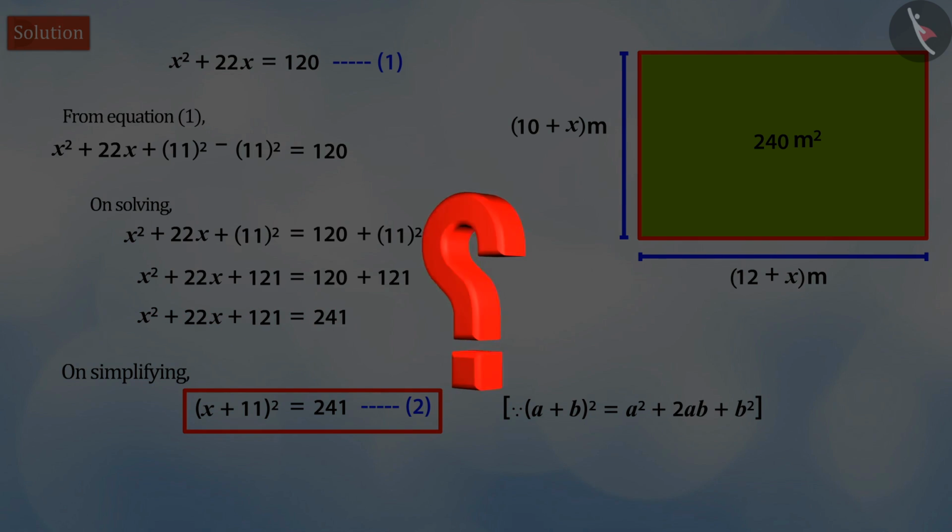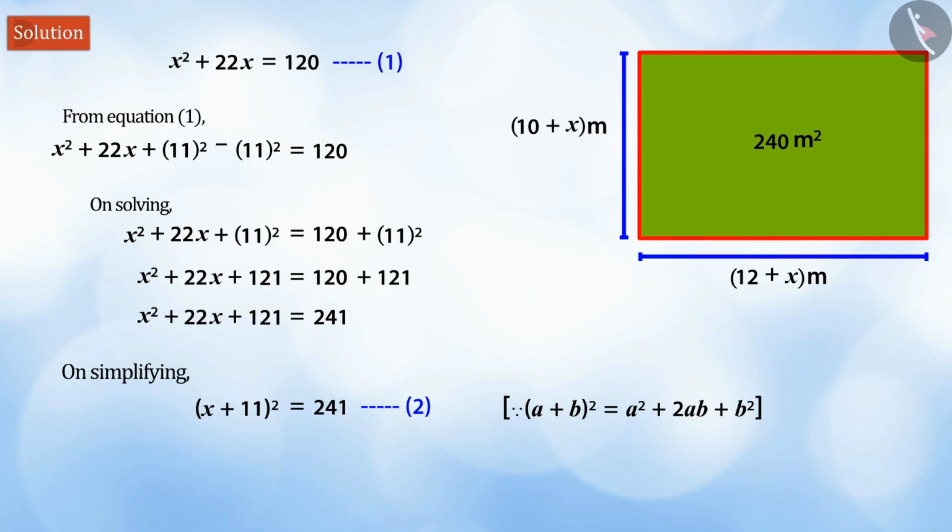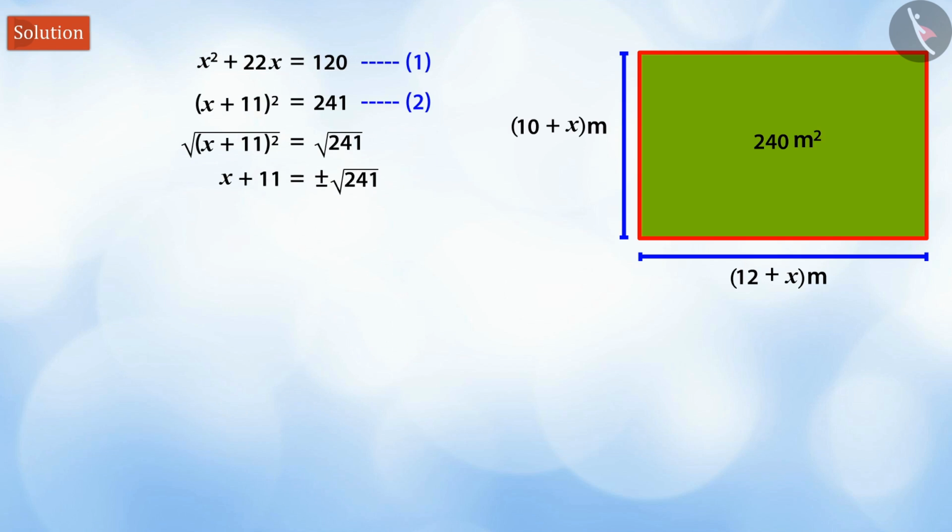Can you find the solution of this equation, that is, the value of x? Well done! In order to solve this, the square root sign will be applied to both sides of equation 2. We will get the value of x plus 11 as plus or minus root 241. On solving equation 1 and 2, we will have the same roots.